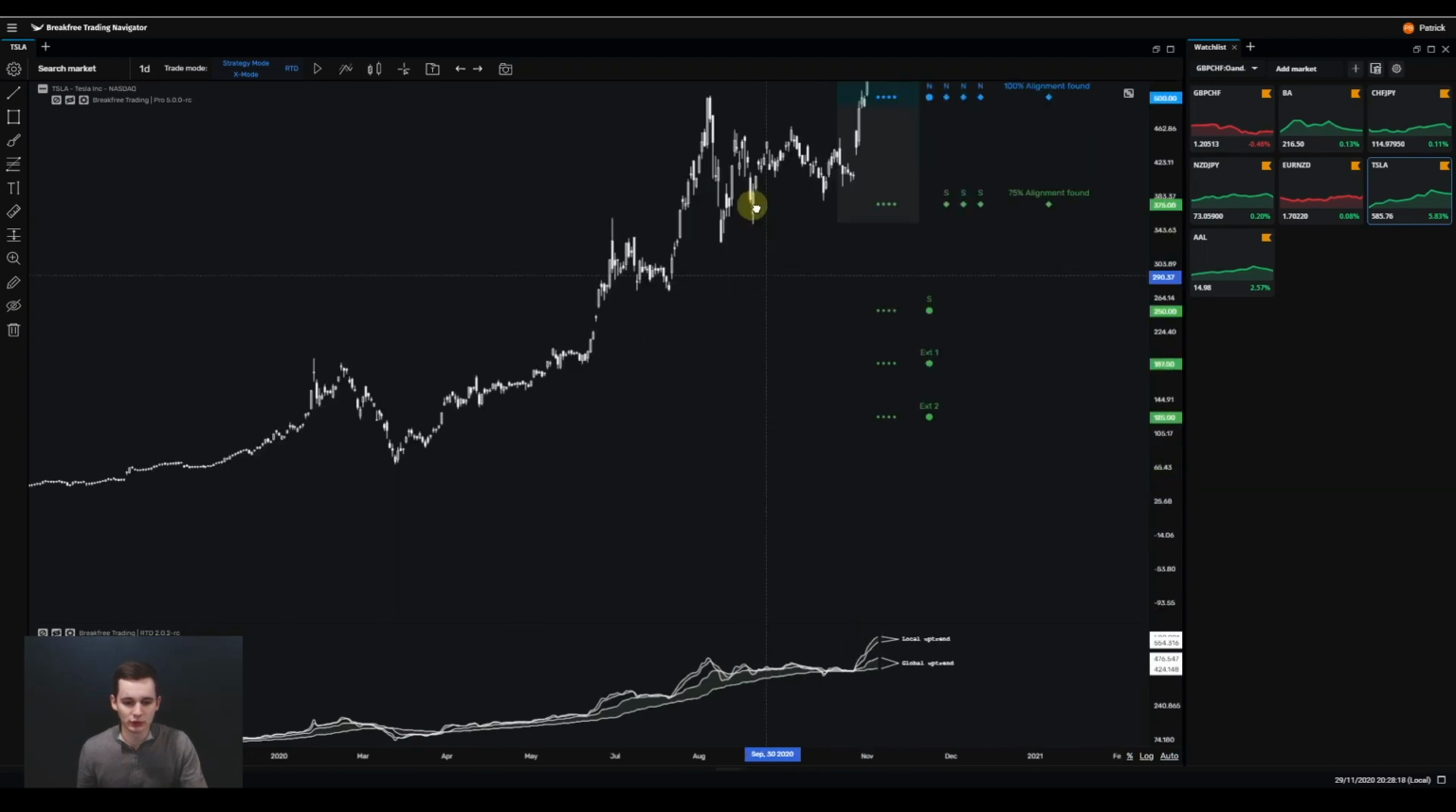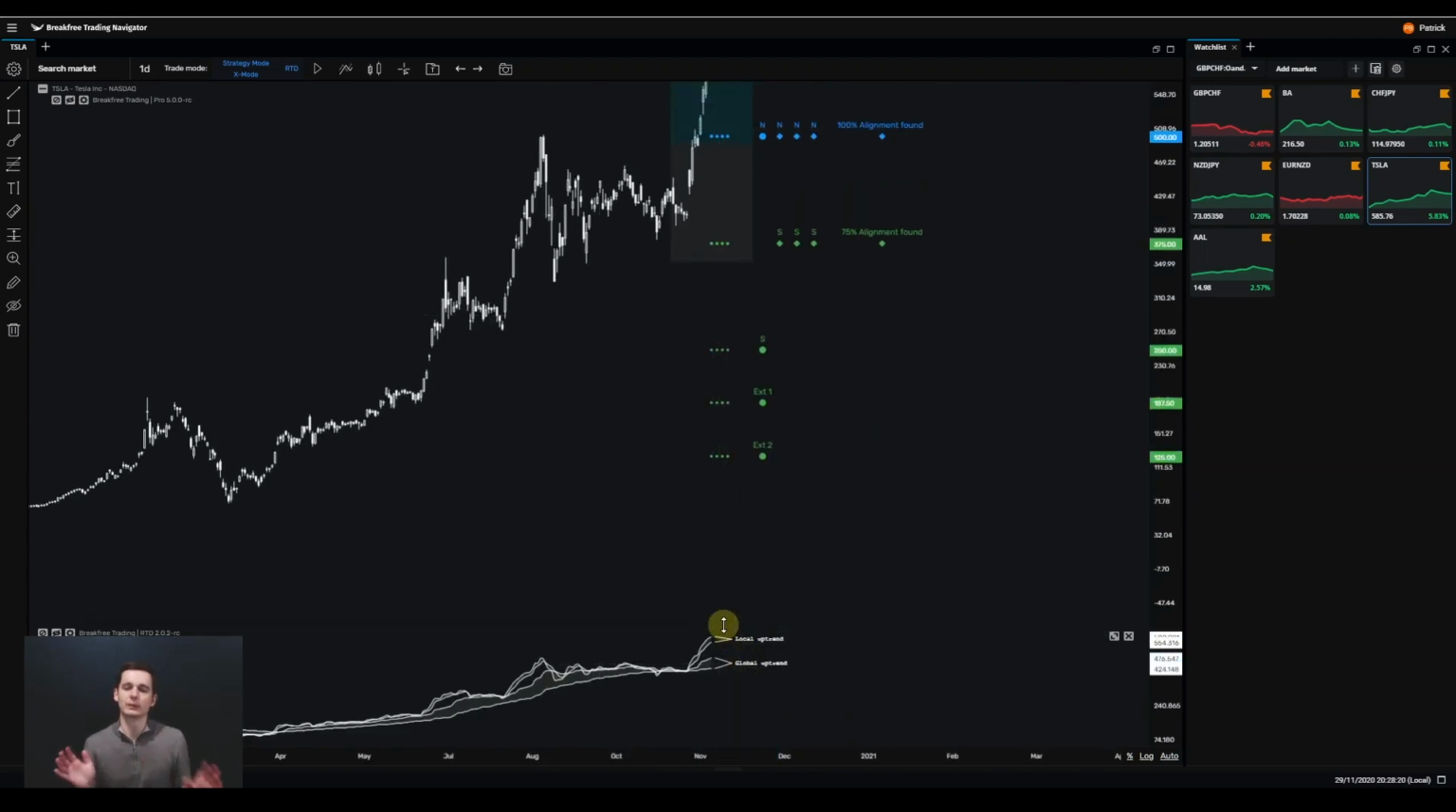We can see it's very bullish. We can see locals up, globals up. Everything we need for this trade aligns. This is a good trade to set up.